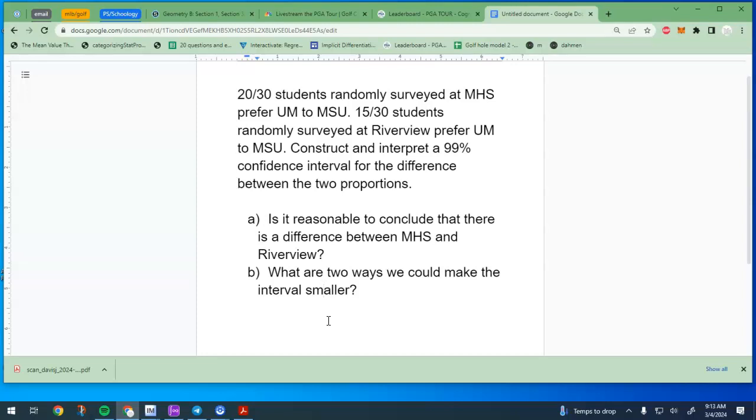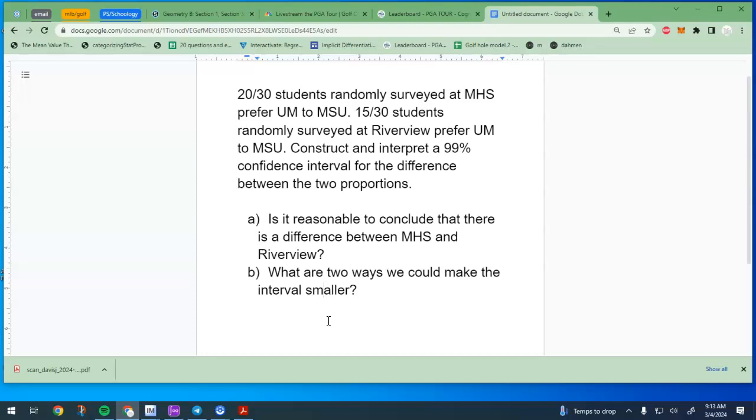Okay. So, going through and show all your stuff. I'm assuming you guys can look at the template and look at the conditions. That's all fine. That's what I got for my answer. So, is it reasonable to conclude there's a difference between them? Would be no. And why?